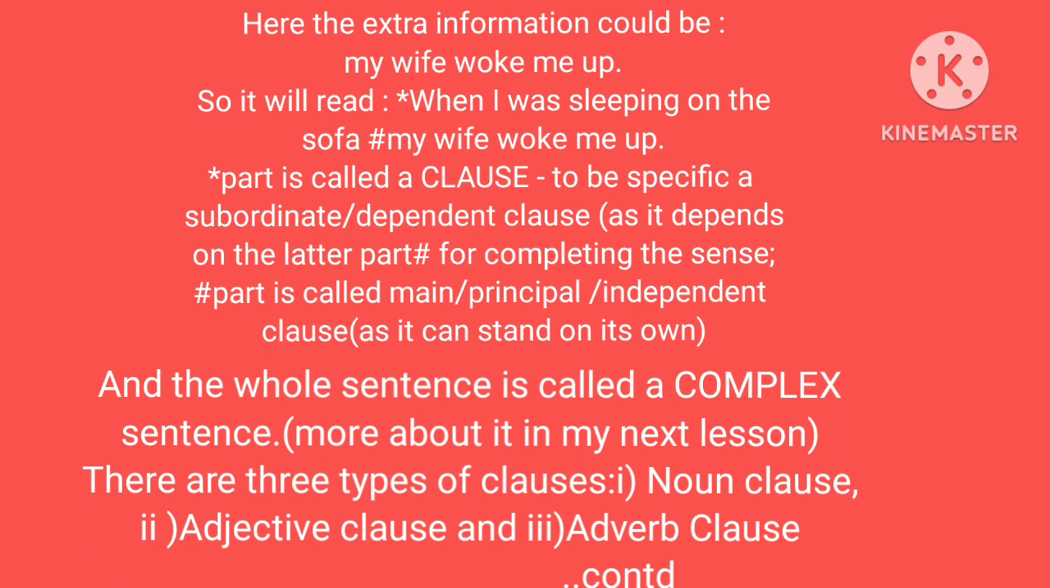Here, the slash part is called the main or principal or independent clause, as it can stand on its own. And the whole sentence is called a complex sentence. More about it in my next lesson. There are three types of clauses: noun clause, adjective clause, and adverb clause.